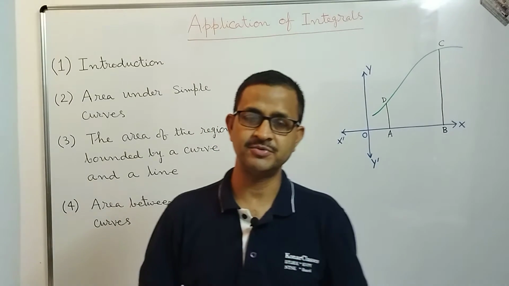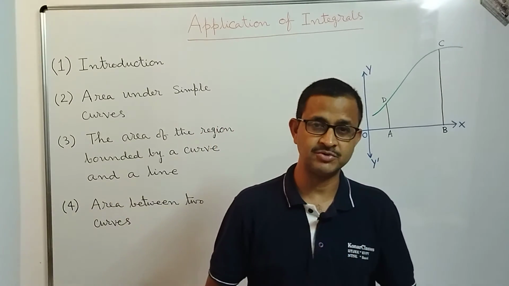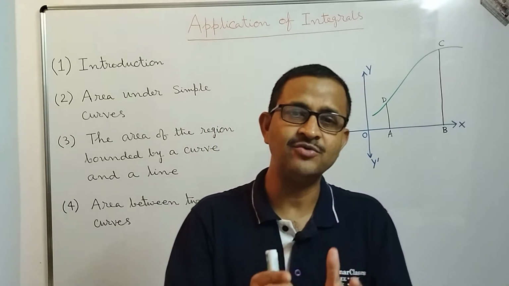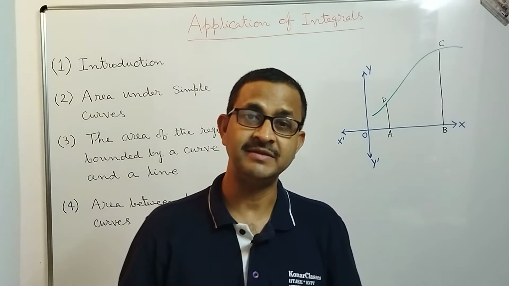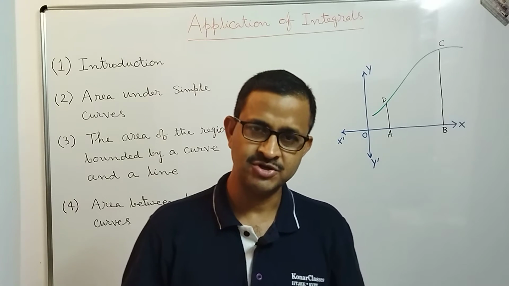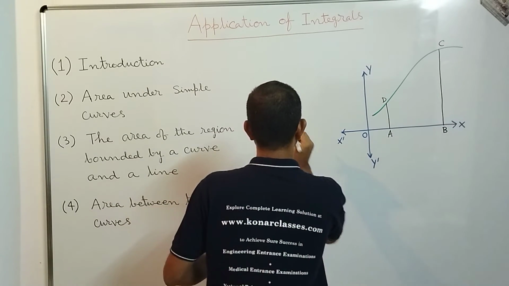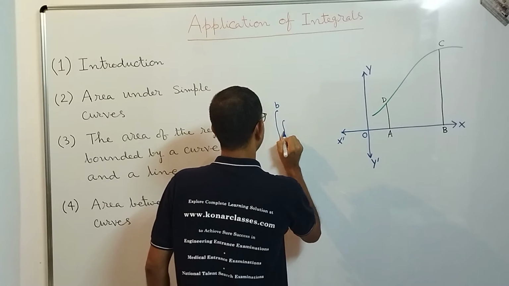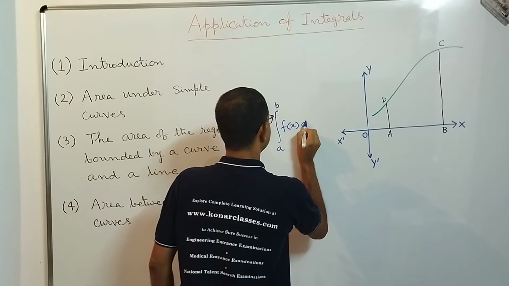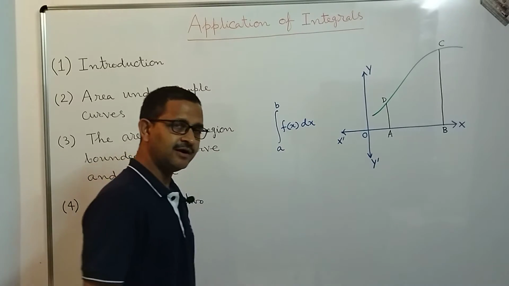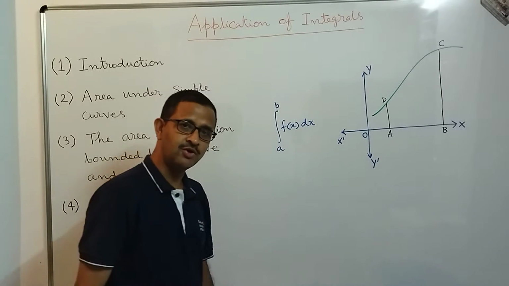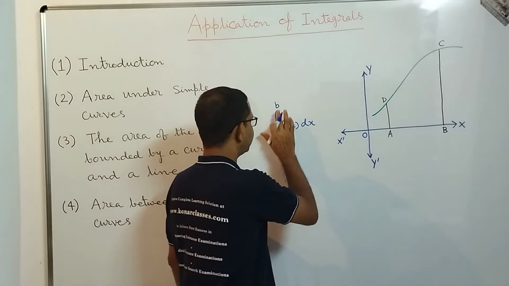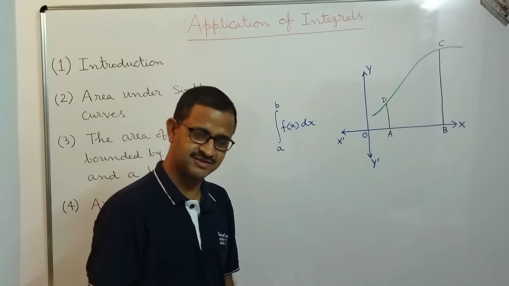If you recall, dear students, when we discussed finding the value of a definite integral as a limit of a sum, we found that the integration from a to b of f(x) dx is nothing but the area bounded by the curve y equal to f(x), the two lines x equal to a and x equal to b, and the x-axis.